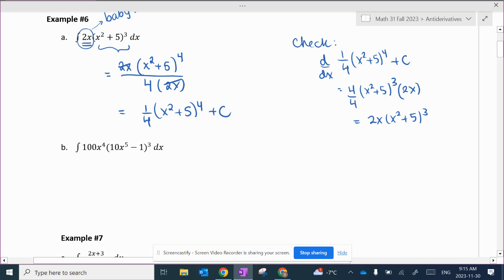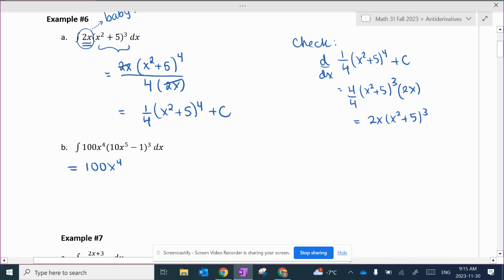50x to the power of 4. And this is 100x to the power of 4. That's fine, right? Because what is 100x to the power of 4? 2 times 50x to the power of 4. So we can treat this as the baby even if it's got a different coefficient on. Okay? So we'll just carry it along for the ride.